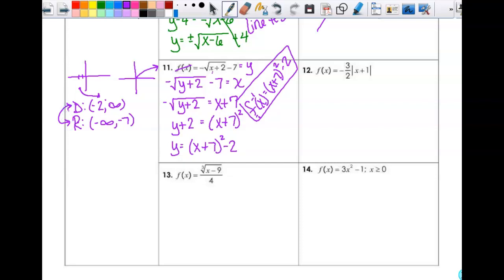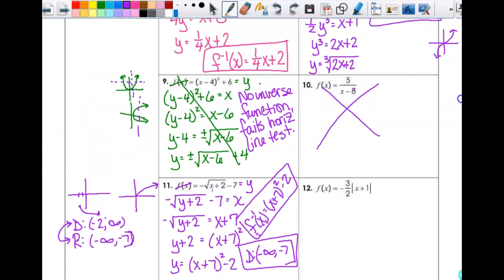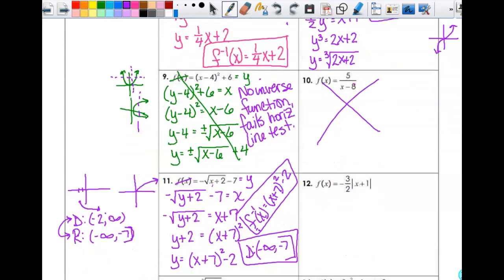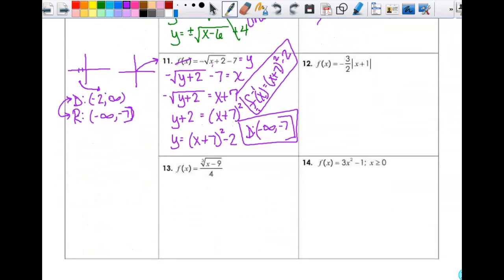Restrictions on the domain is that the domain is only from negative infinity to negative 7. Oops, and I do get to include negative 7. I should have done that, sorry about that. That's my restriction on the domain. Okay, because when you have that parabola, you're only getting half of it. Up here, these were fine because this was a cubic and a cube root. They're going to have all real numbers, all real numbers. Same thing here.